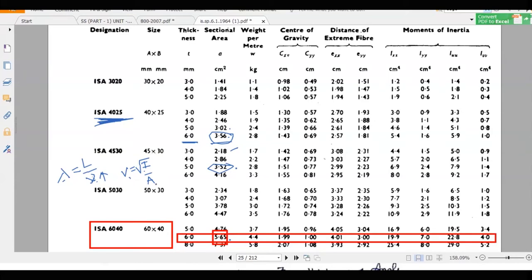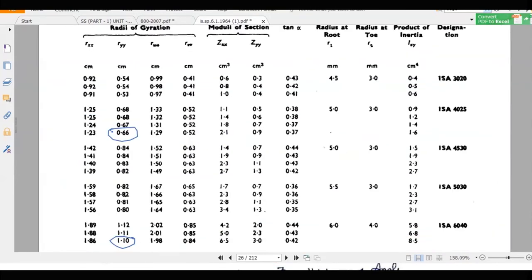So if I take this section, this slenderness ratio is going to be satisfied. Therefore I am going to take this section here. Okay, what is that section? 60 40, thickness of 6 mm, 5.65 is the area. So you can find the radius of gyration from the steel tables. For this 40 25, the radius of gyration is 0.66. Radius of gyration should be higher to get slenderness ratio lower.